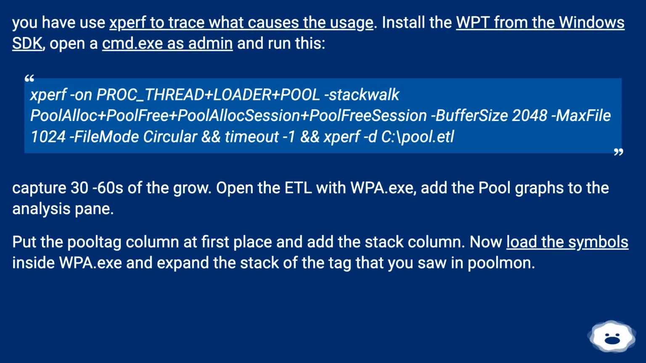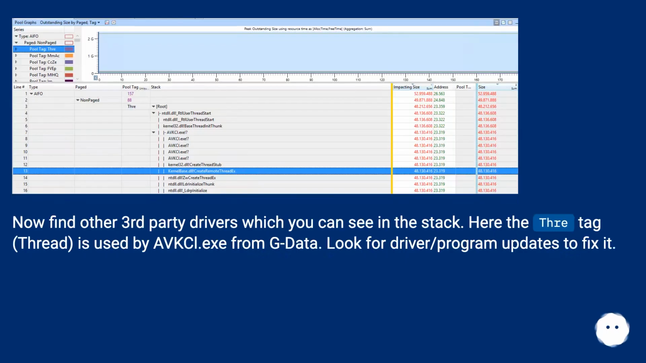Open the etl with wpa.exe, add the pool graphs to the analysis pane. Put the pool tag column at first place and add the stack column. Now load the symbols inside wpa.exe and expand the stack of the tag that you saw in PoolMon. Now find other third-party drivers which you can see in the stack. Here the thread tag, Thre, is used by fcl.exe from G Data. Look for driver or program updates to fix it.